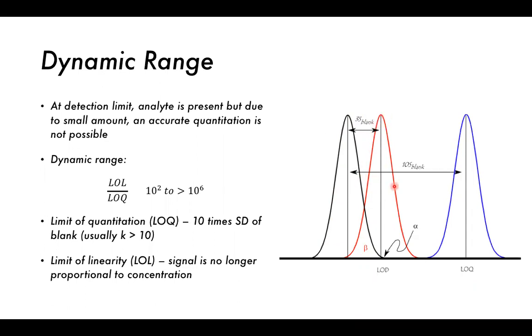But the limit of detection is not the minimum concentration that we can use for the development of our calibration curves. That is something different. That is called the limit of quantitation.